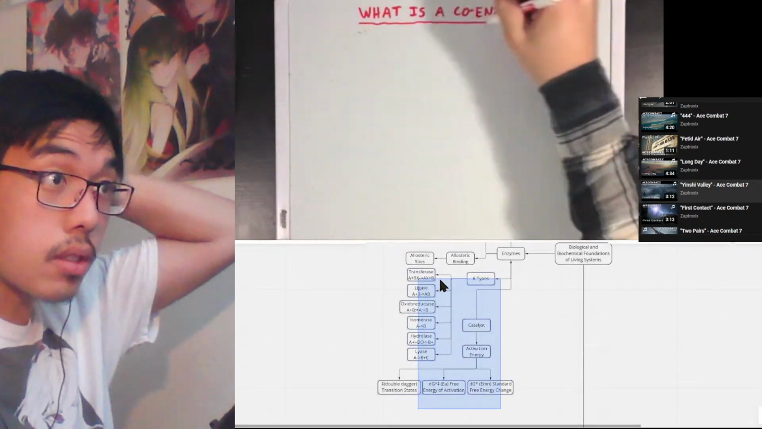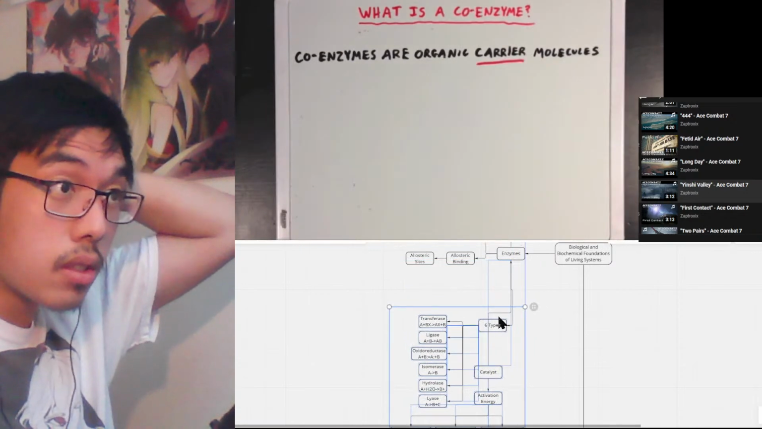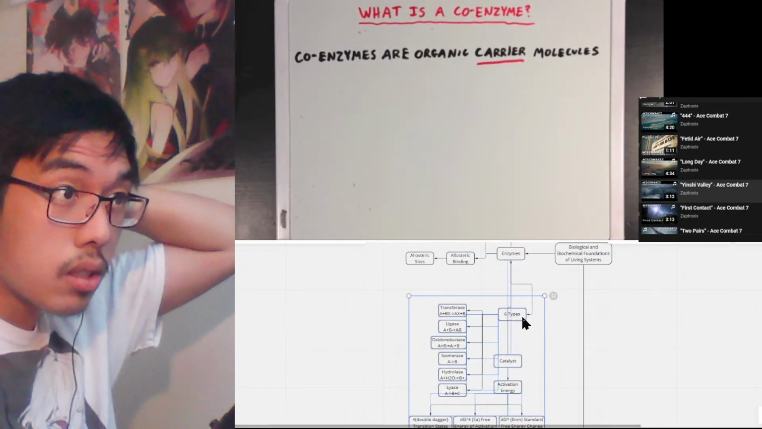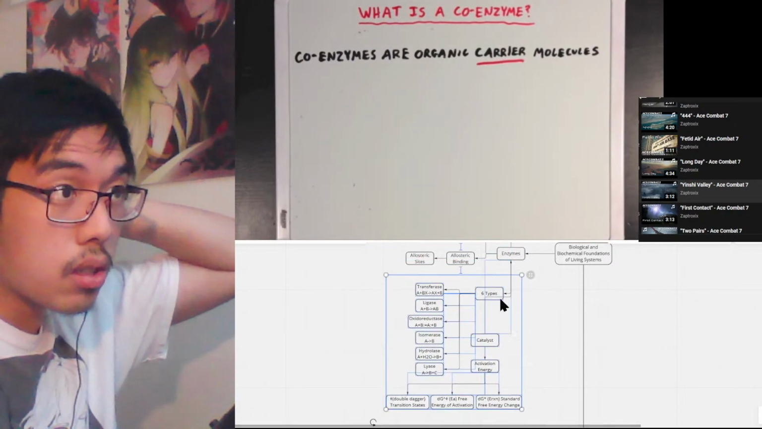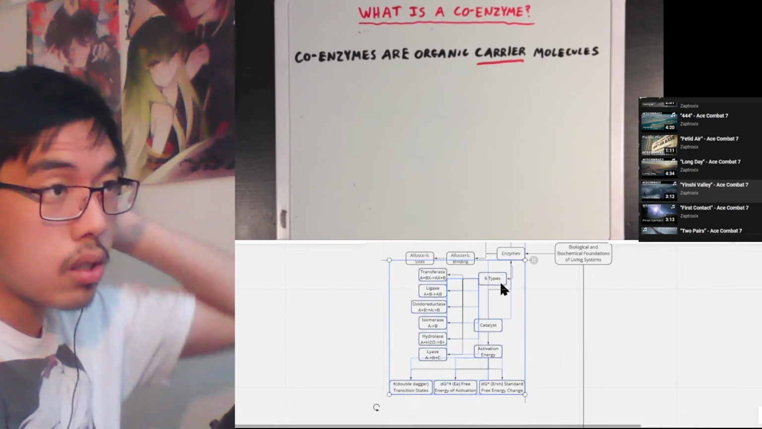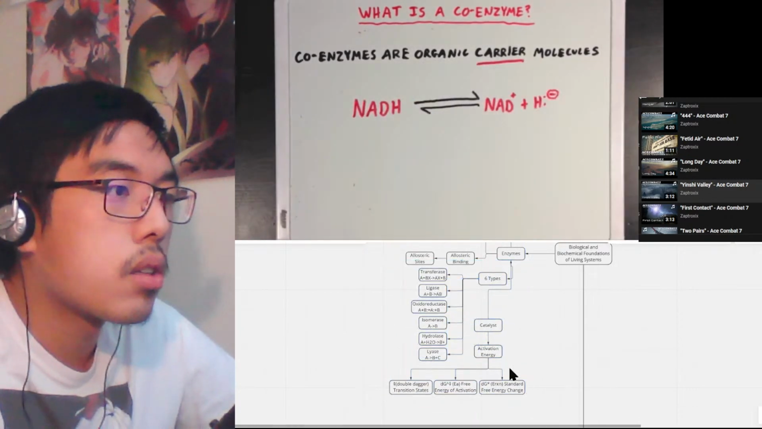So first we'll talk about what a coenzyme is. Well, coenzymes are organic carrier molecules. And what I mean by organic is that they're primarily carbon-based molecules. And by carrier, I mean that coenzymes hold on to certain things for an enzyme to make the catalysis run a little more smoothly. And a great example of a coenzyme is NADH, which acts as an electron carrier.